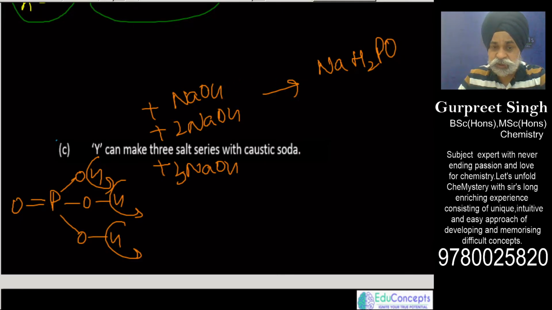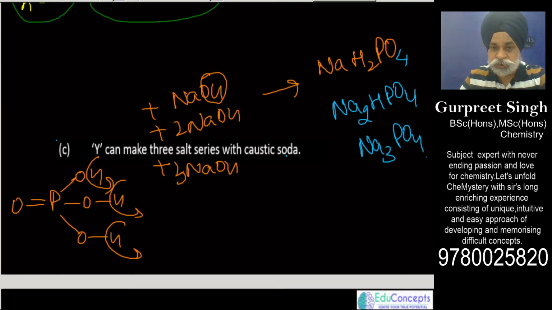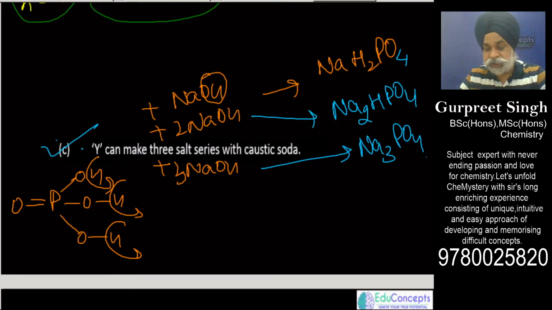It can create a salt of this type, with OH negative taking out 1 H positive, resulting in the formation of water along with this. Or it can generate this sort of salt where 2 water molecules are produced. Or it can also generate this salt where 3 moles of water can be produced. So this is with this, this is with this. So it can make 3 salt series. So this statement in itself is also correct.